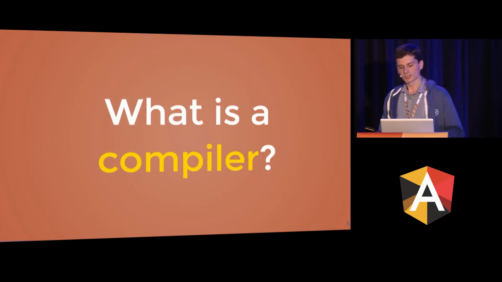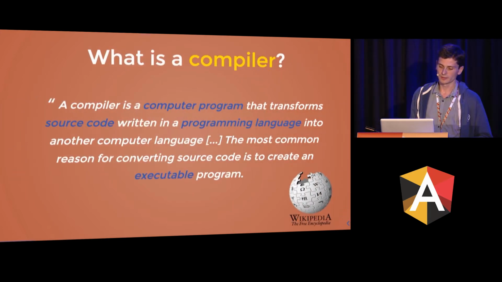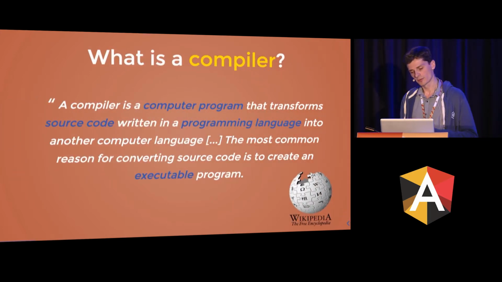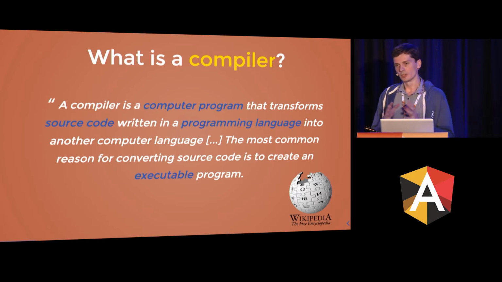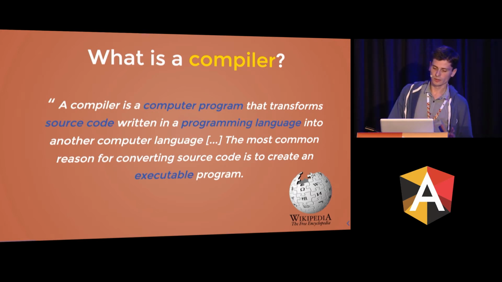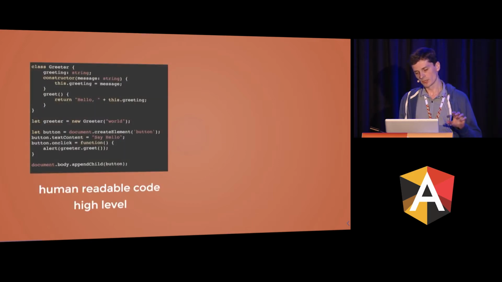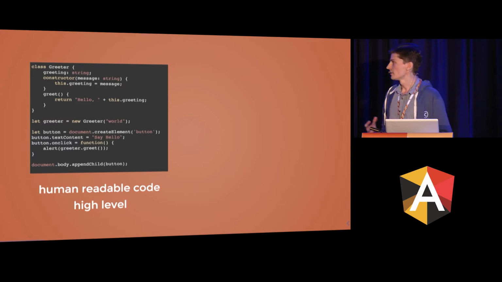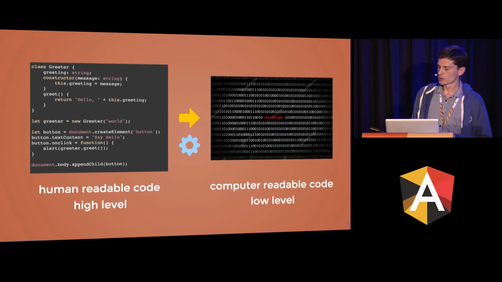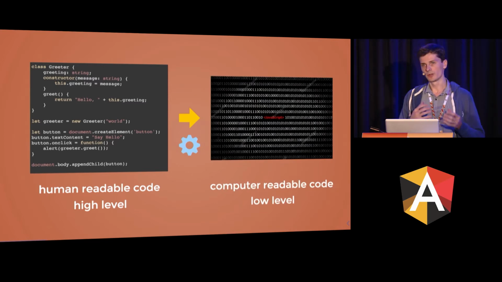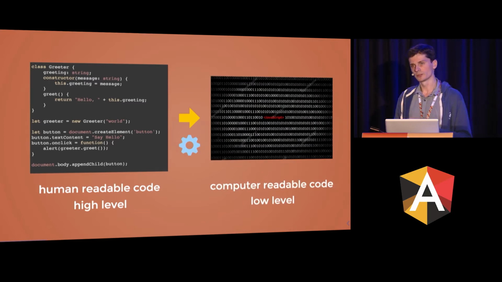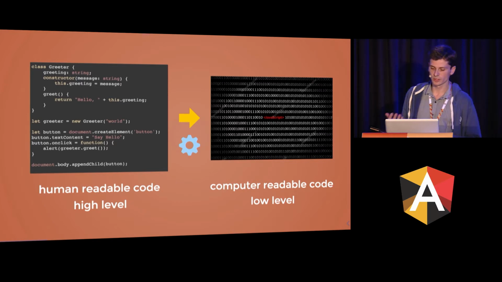First, what is a compiler? A compiler is a computer program that transforms source code written in one programming language into another computer language. If we put that in a graph, you move from a human readable code base with a high level of abstraction, and after the compilation you get computer readable code with a low level of abstraction, very close to the final virtual machine where the code will run.